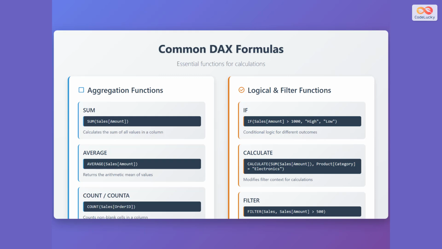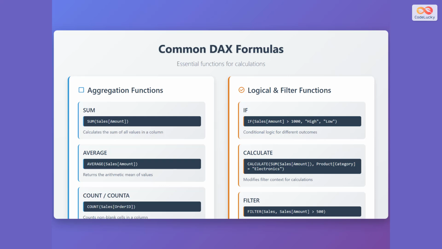Understanding essential DAX functions is crucial for Power BI success. Aggregation functions include SUM for calculating totals of numeric columns, AVERAGE for arithmetic means, COUNT and COUNTA for counting non-blank values, and MAX and MIN for finding extreme values in datasets.